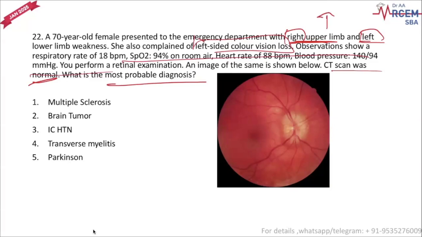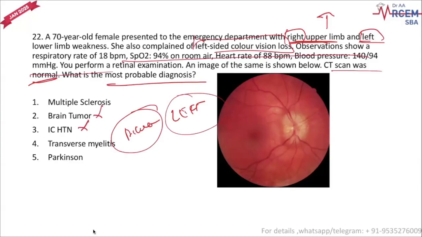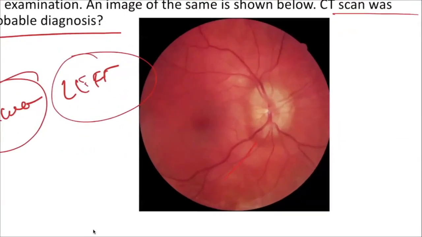What are we thinking? Right upper limb, so mainly the left cortex should be involved. Left lower limb, the right cortex should be involved. So two different anatomical sites are there for the lesions mentioned here. It cannot be explained by any one of the following. So it has to be multiple sclerosis, usually seen in females, and usually they have some amount of vision involvement. The image given is suggestive of papilledema. You can see the margins are blurred and there are raised, blurred margins of the optic disc, suggestive of papilledema.